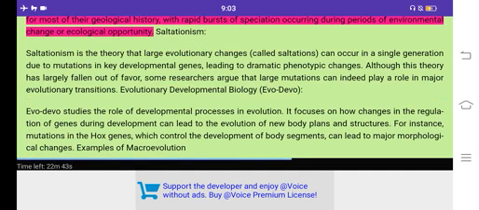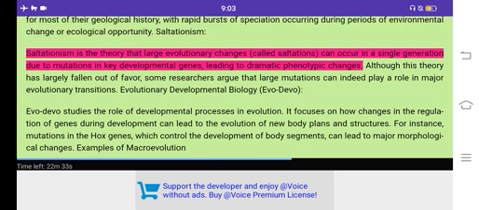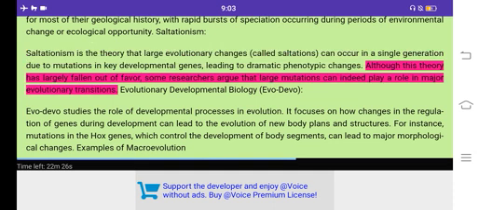As mentioned earlier, punctuated equilibrium proposes that most species exhibit little evolutionary change for most of their geological history, with rapid bursts of speciation occurring during periods of environmental change or ecological opportunity. Saltationism. Saltationism is the theory that large evolutionary changes, called saltations, can occur in a single generation due to mutations in key developmental genes, leading to dramatic phenotypic changes.